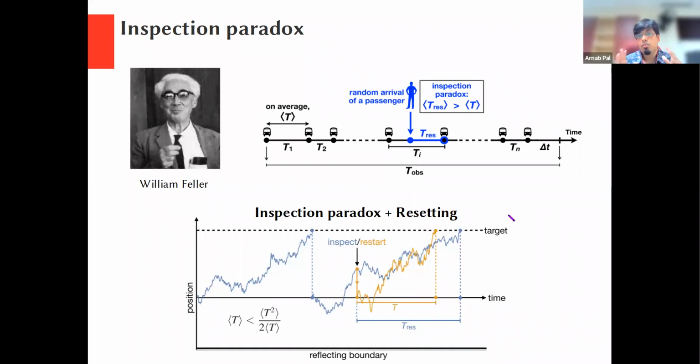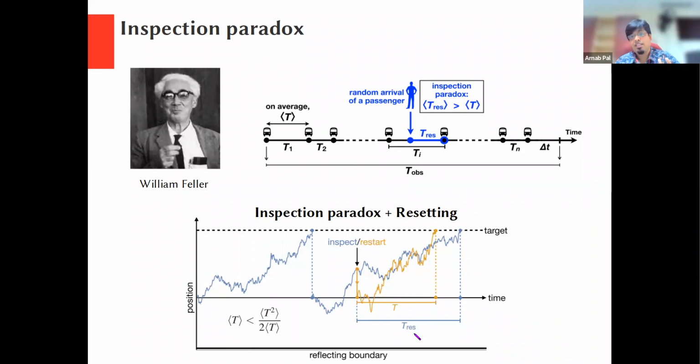Basically, in one case, you just inspect. You arrive at some arbitrary point, like the passenger at a bus stop. You arrive and just wait for the process to end. That is my residual time. This is what I call residual time. In another case, you arrive, but then you reset the process. This is what we have been doing in the resetting phenomenon. We arrive and then we reset. This is what is happening to the yellow trajectory. So we have these two trajectories.